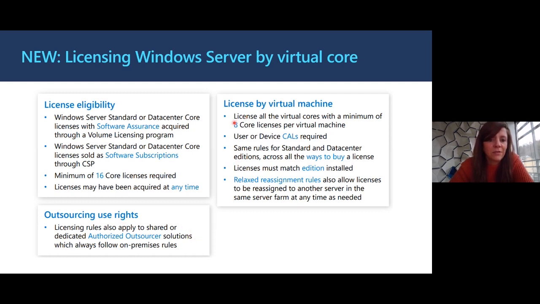Again, there's a minimum of 8 cores per virtual machine. You do need client access licenses. They must also be covered by software assurance or must be bought through a subscription. Same rules apply for Data Center and Standard, and the licenses must match the edition that is installed.